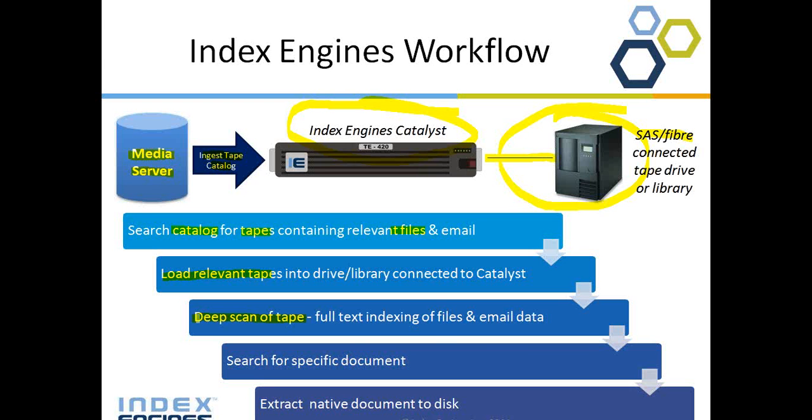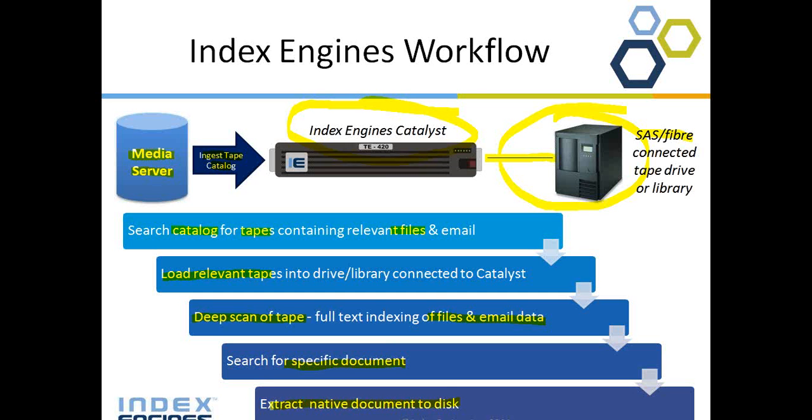You can perform a deep scan of the tapes, which will fully index the files and email data. It's not like a file listing that you see on some catalogs. It's a full text index of emails, attachments, and files, and full content that exists on there. It goes inside the Exchange database and PSTs and in Notes databases as well. You can search for a specific document, search for a specific user mailbox, search for a specific user email, and then extract the native documents to disk.